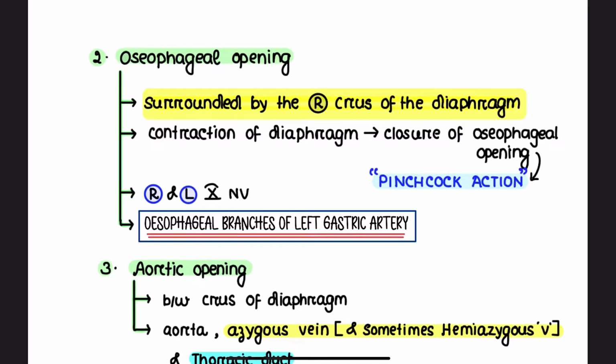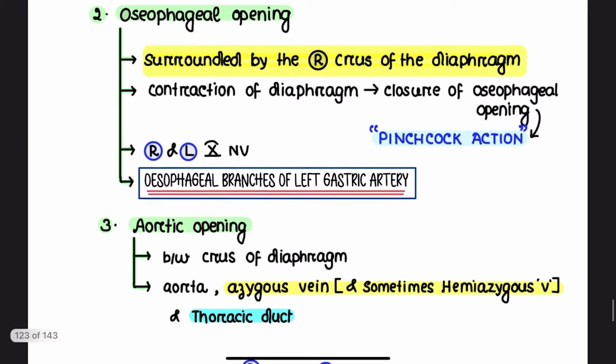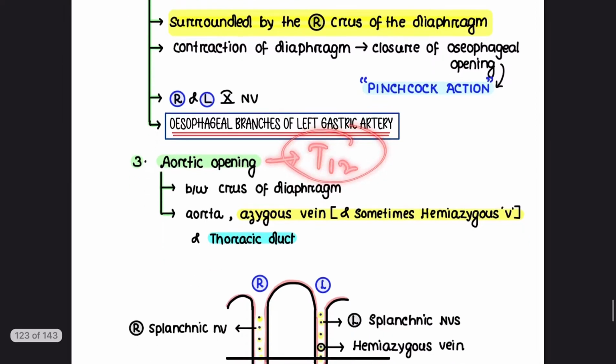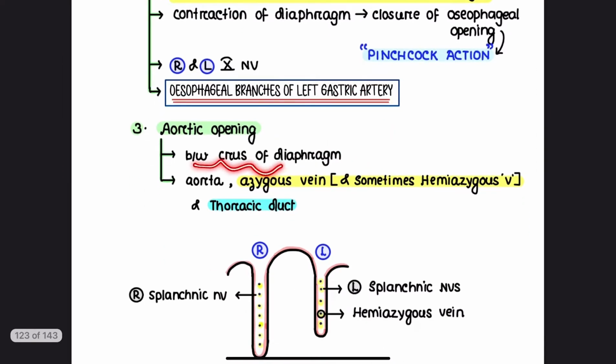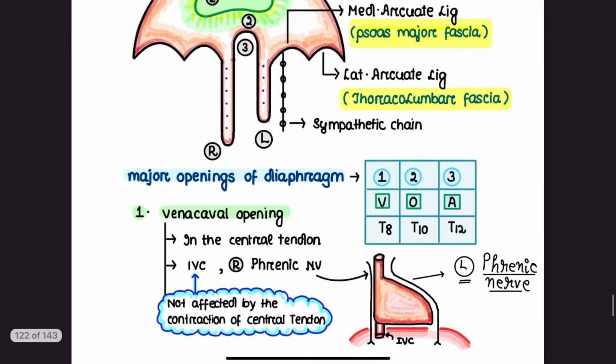What other structures pass through it? It's the right and left vagus nerve and the esophageal branches of the left gastric artery. Okay, and the last opening, we have the aortic opening at the T12 level. It's present between the crura of the diaphragm. What structures pass through it? It's the aorta, obviously, the azygos vein, maybe sometimes the hemiazygos vein too, and the thoracic duct. Okay, here you can see the aortic opening.